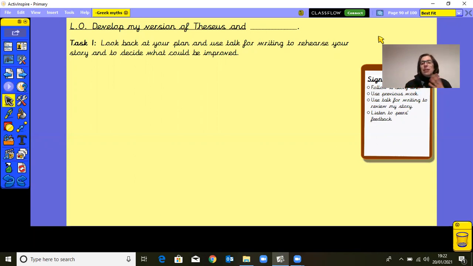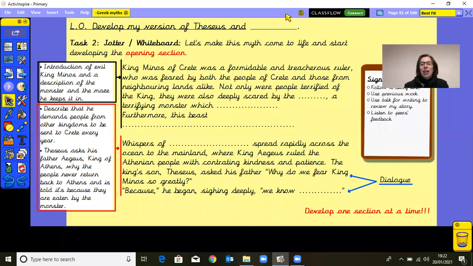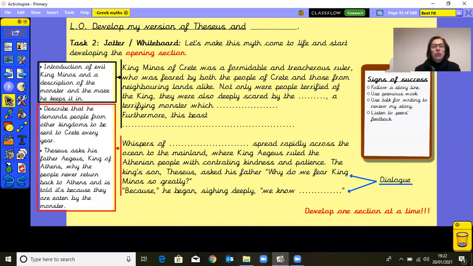So grab your plan, look at the different sections, the opening, the build-up, the problem, the resolution, and the ending. Go through it, discuss it with someone in your family or a friend, and obviously try to improve it if need be. Take your time, we're not in a rush. I want to make sure that you know your plan and your story almost off by heart. So take your time, I'll catch up with you soon.